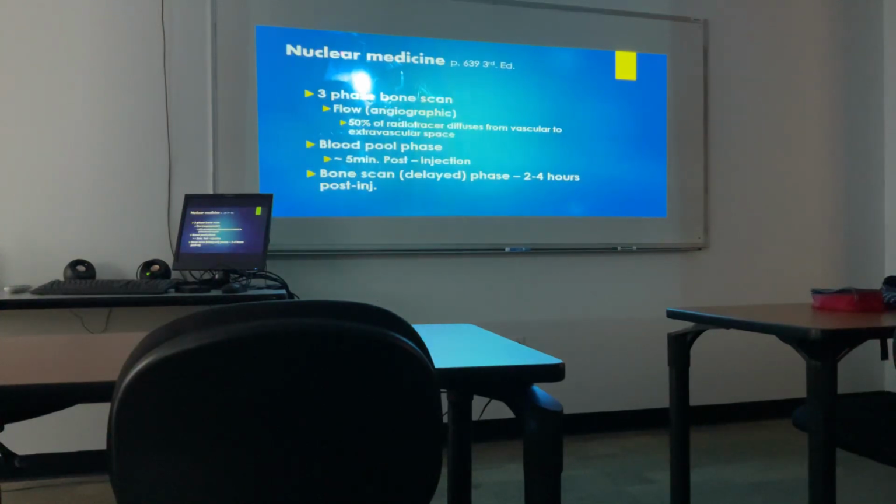All right, the first one is a nuclear medicine study or a bone scan. This is out of the textbook, the 3rd edition, if you want to know more about it. You go to the hospital, they build a radiopharmaceutical, an agent that has to be injected into your system, and it goes through these phases. The important one to you, the clinician, is this delayed phase, 2 to 4 hours post-injection.